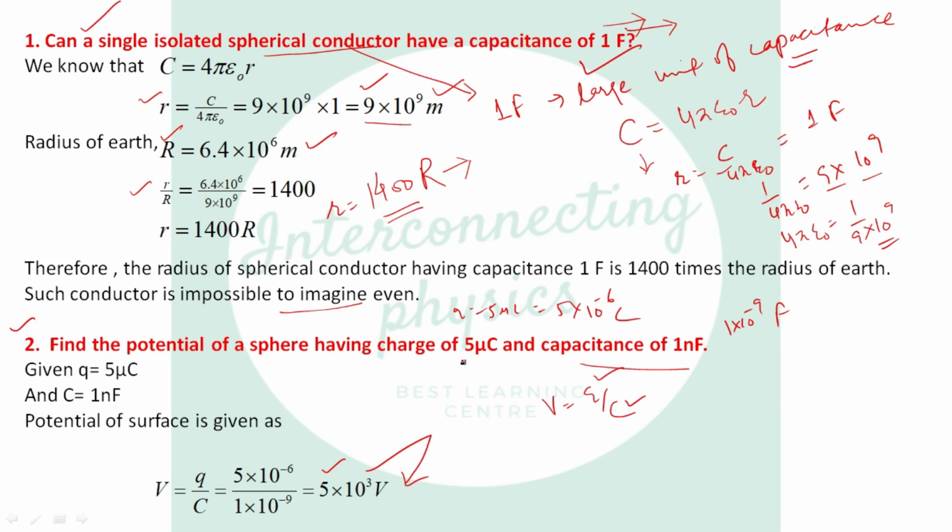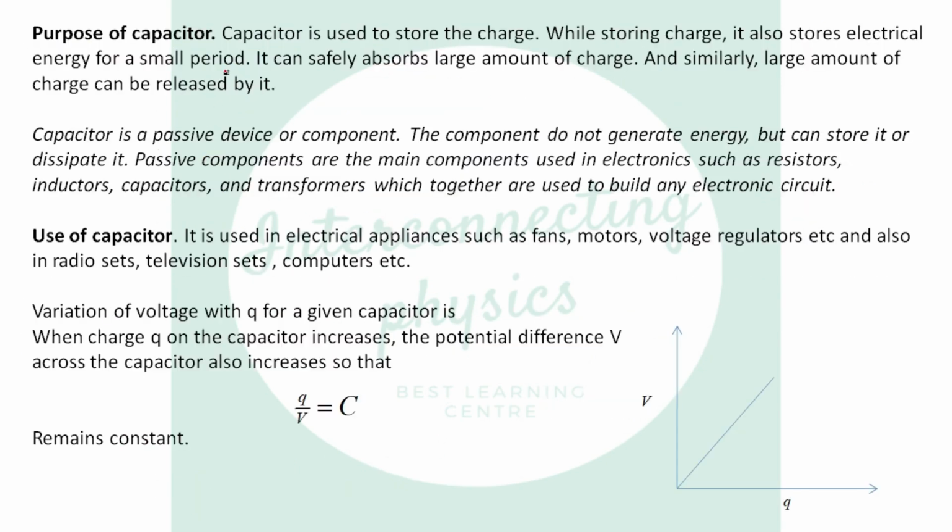So let's see further. Purpose of capacitor. What is the purpose of capacitor? Capacitor is used to store the charge. And while storing charge, it also stores electrical energy for a small period. It can safely absorb a large amount of charge and similarly a large amount of charge can be released by it. If it can store large charge, it means it can also release large charge.